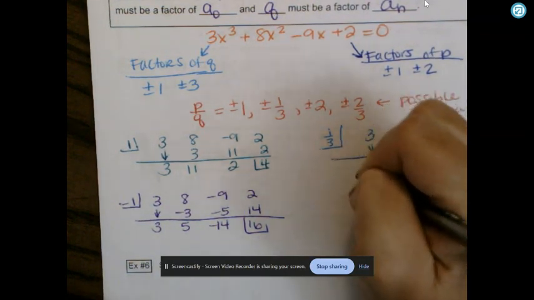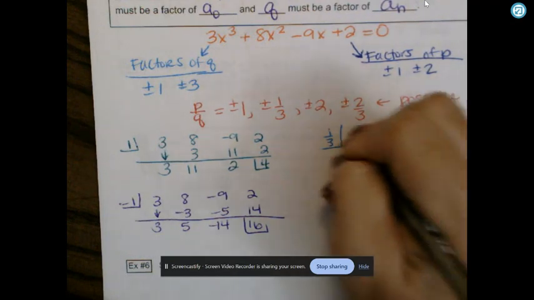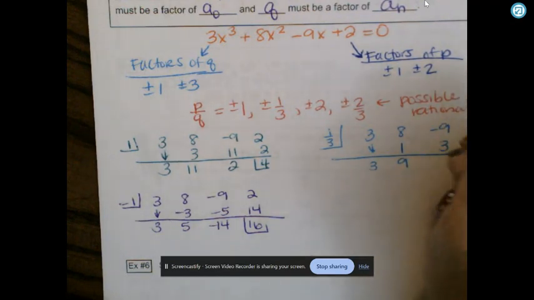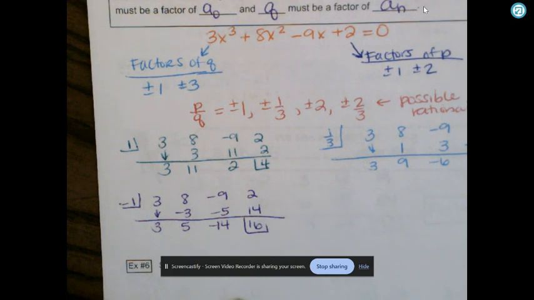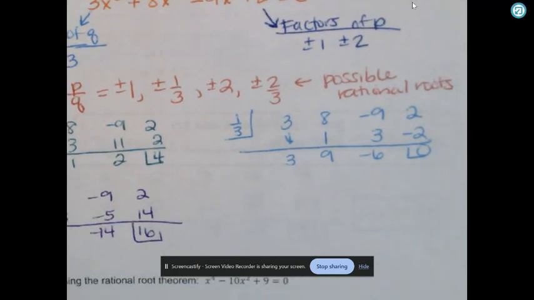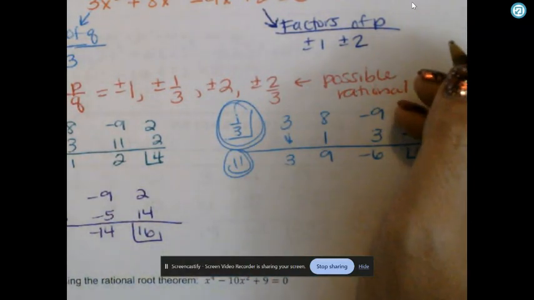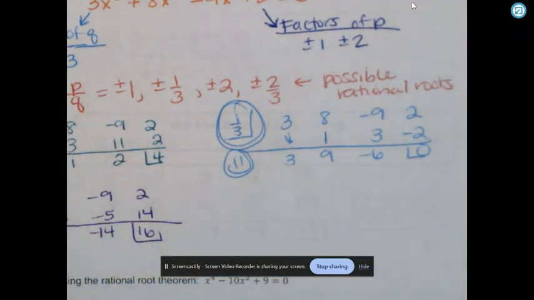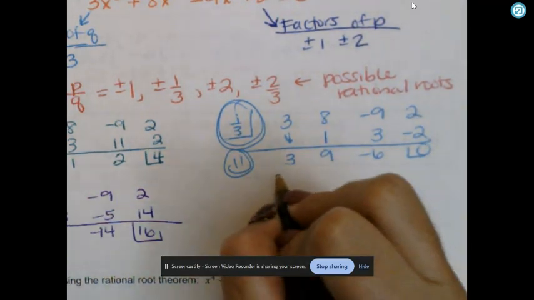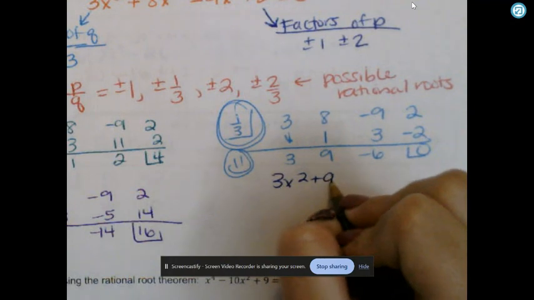Bring down the 3. Well, a third of 3 is 1. 8 plus 1 is 9. A third of 9 is 3. Negative 9 plus 3 is negative 6. A third of negative 6 is going to be negative 2. Oh, ding, ding, ding. We got a 0. So we know that 1/3 is a factor. Now, once you get that, you can take this and write out a trinomial.